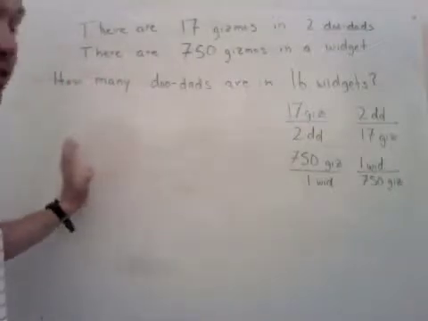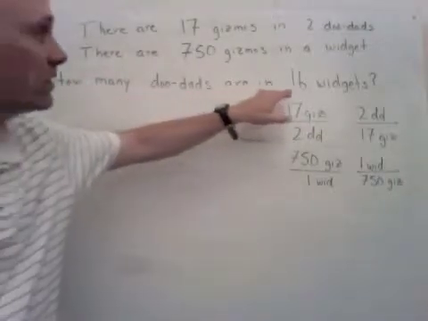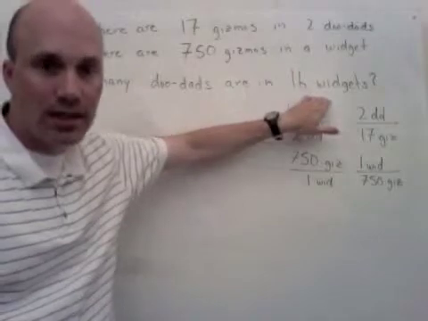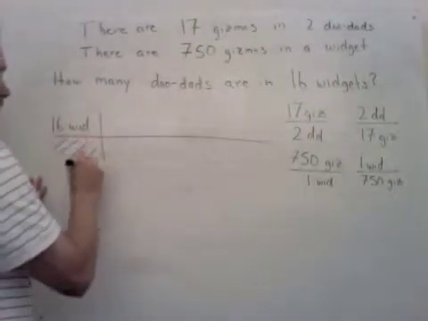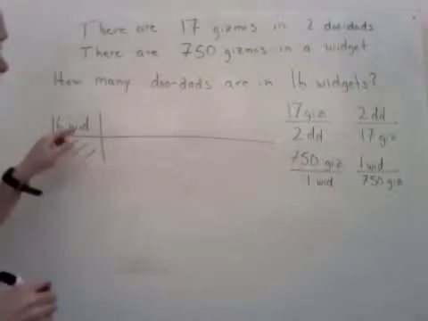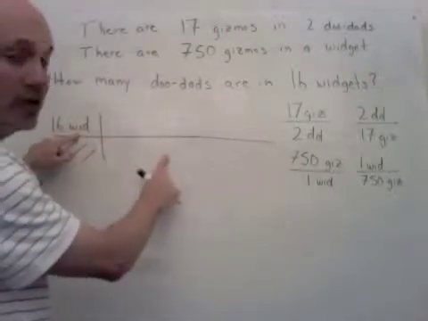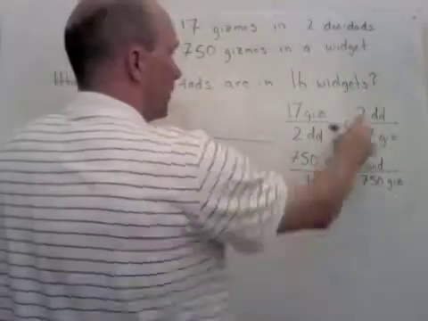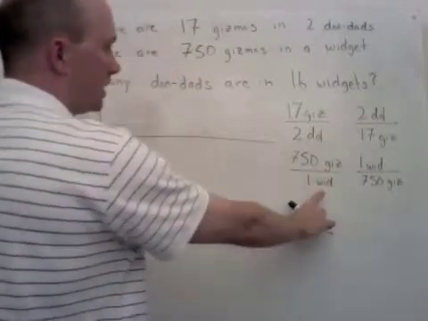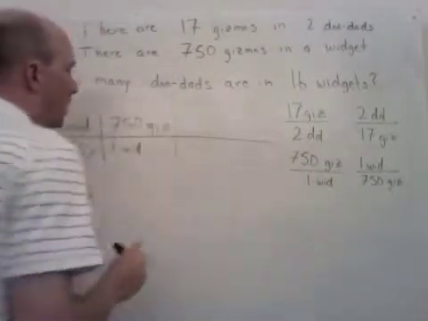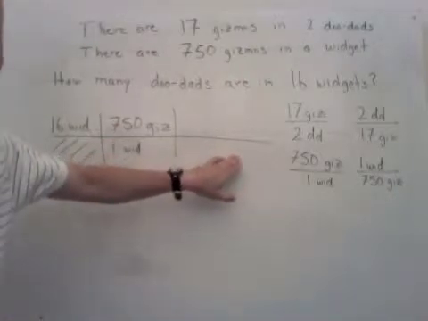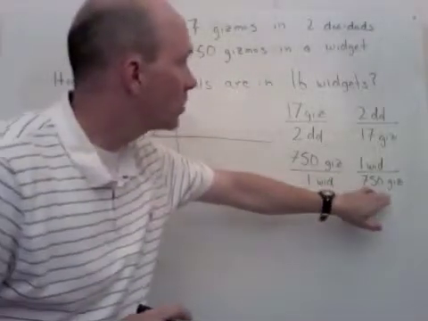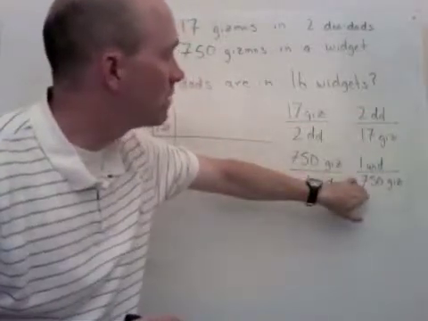So let's do our crossbar. How many doodads are in 16 widgets? 16 widgets is what we're starting with. The bottom is always empty. We want to have a diagonal relationship here. There's only one of these that puts widgets in the bottom, which is this one right here. We now know that we need to have gizmos in the bottom here. So there are actually 2 of these that have gizmos in the bottom.